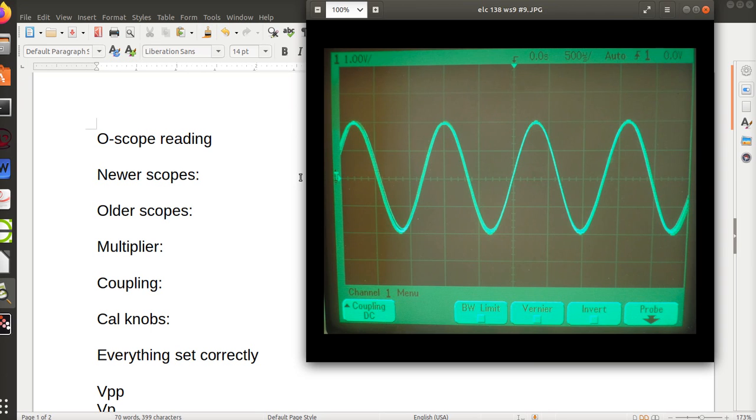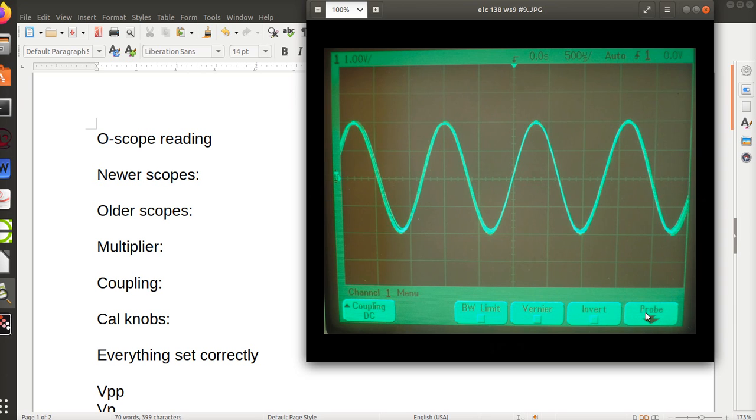Older scopes, you won't see the display of the volts per and the time per division. That's usually on the knob that you turn when you make the adjustments on the older scopes. So whether it's a newer scope or an older scope, there is an adjustment for volts per division and time per division. Now on this scope, there's a button down here where you press and you set your probe.